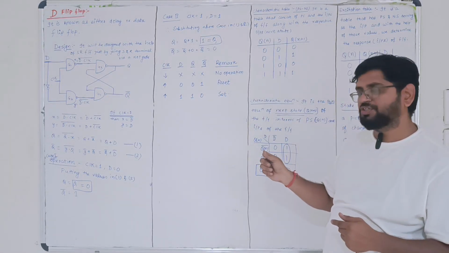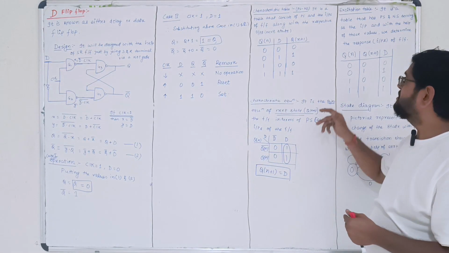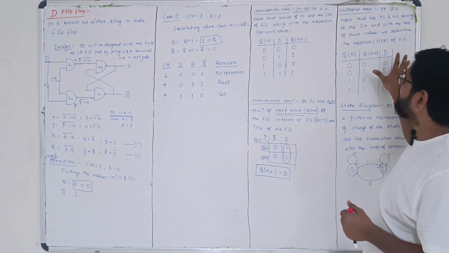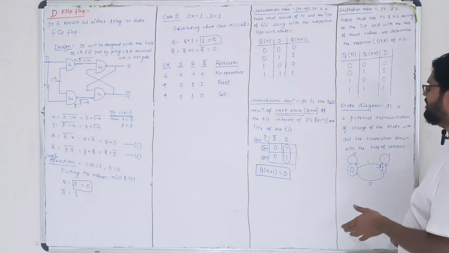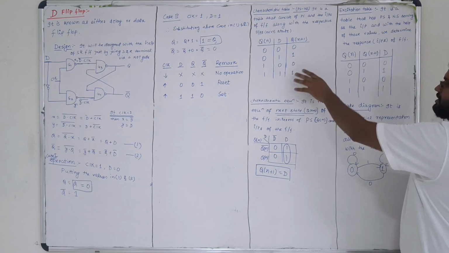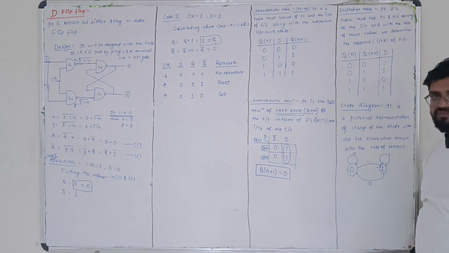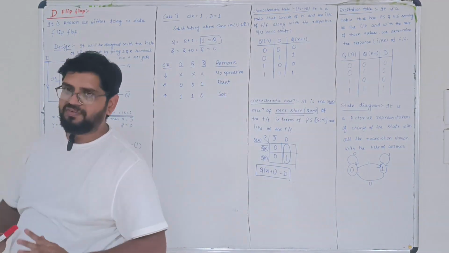Then the characteristic equation will be derived with the help of the characteristic table. After getting that characteristic equation, we'll be going for the excitation table. That excitation table will be designed with the help of the characteristic table only. And finally, we'll go for the state diagram, which will be designed with the help of either the characteristic table or, at best, the excitation table. That will be very, very easy. Now let us start the processing and let us start D flip-flop.